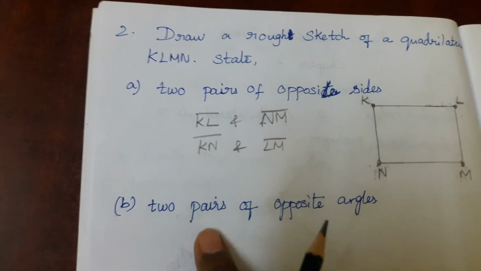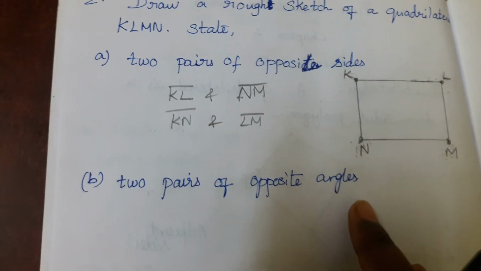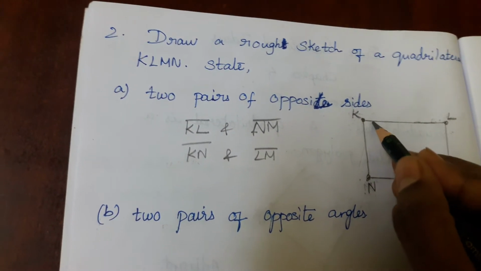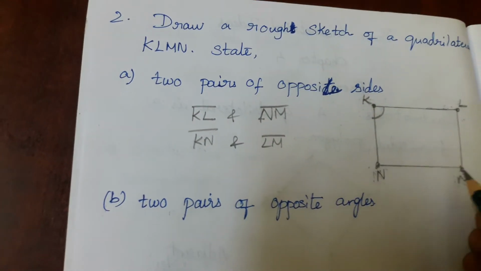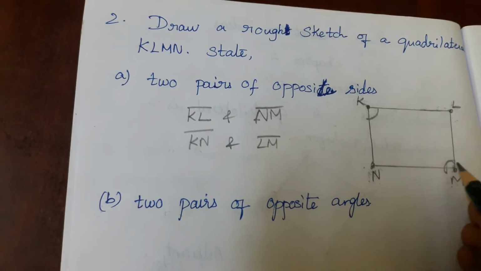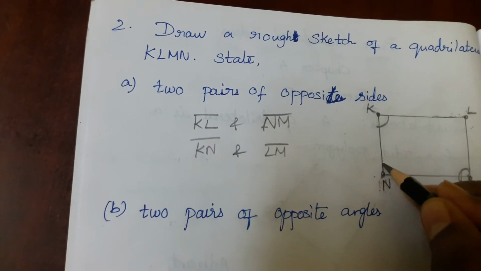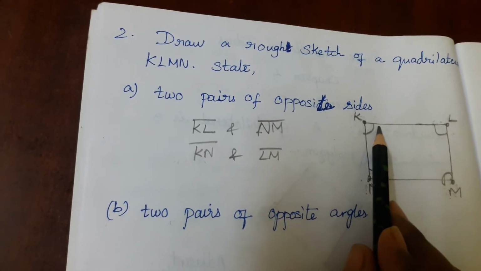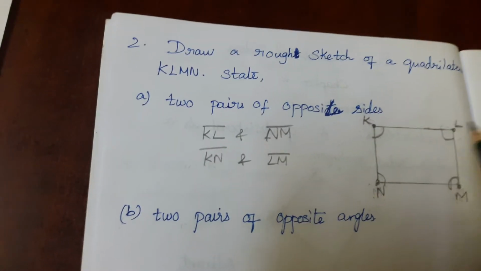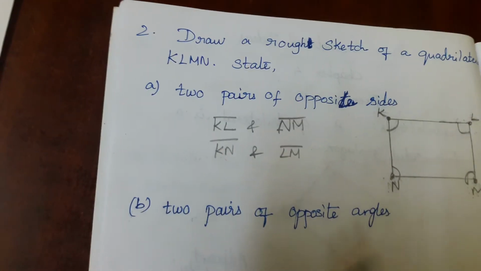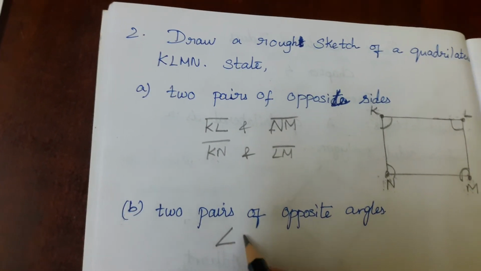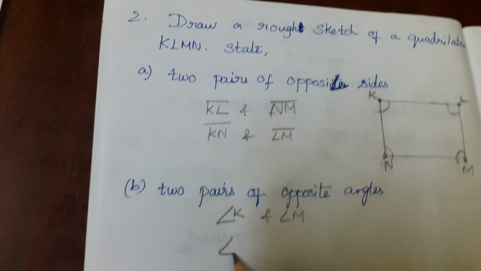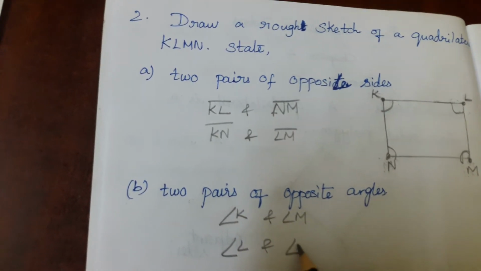Next, B sum. Two pairs of opposite angles. What are the two pairs of opposite angles? Angle K is opposite to angle M, and angle L is opposite to angle N.